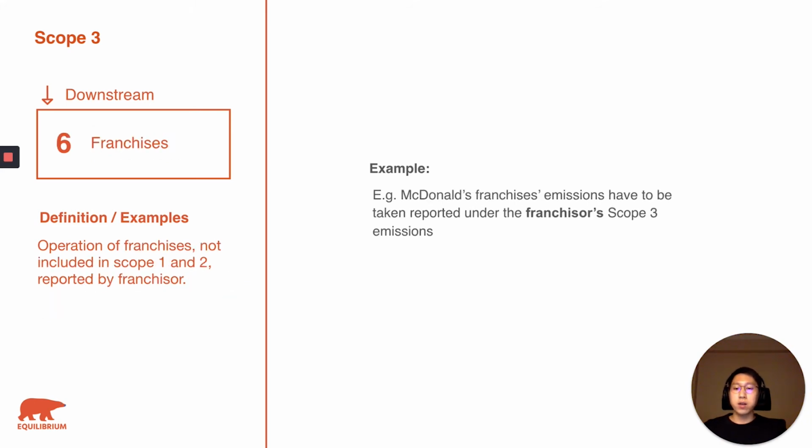Category 6 accounts for emissions from the operation of franchises. An example of this might be the emissions arising from various franchise outlets of McDonald's all over the world, which should be reported under the franchisor's Scope 3 emissions.